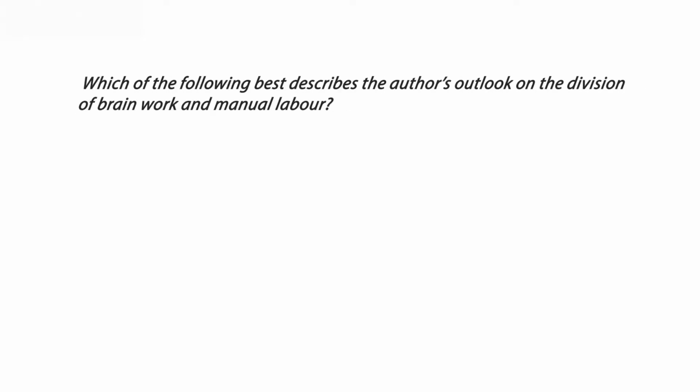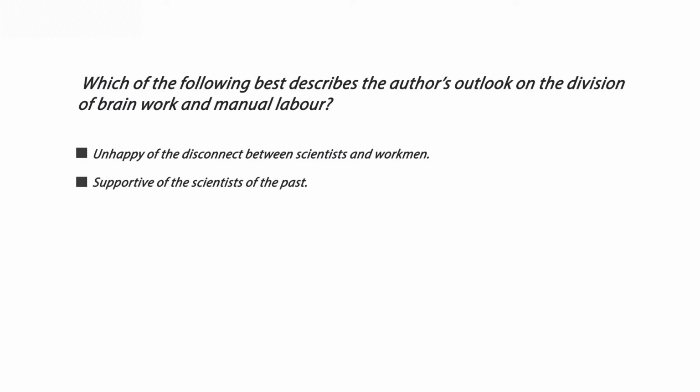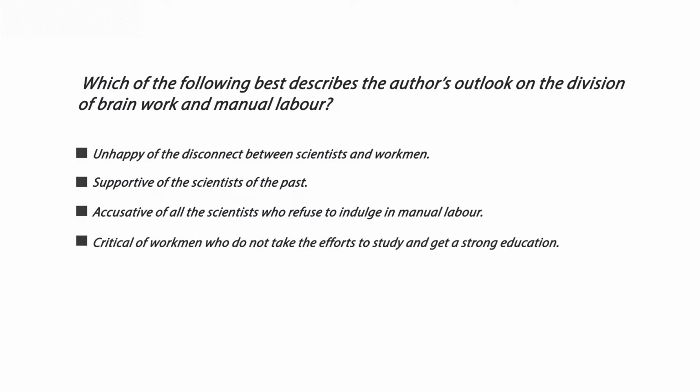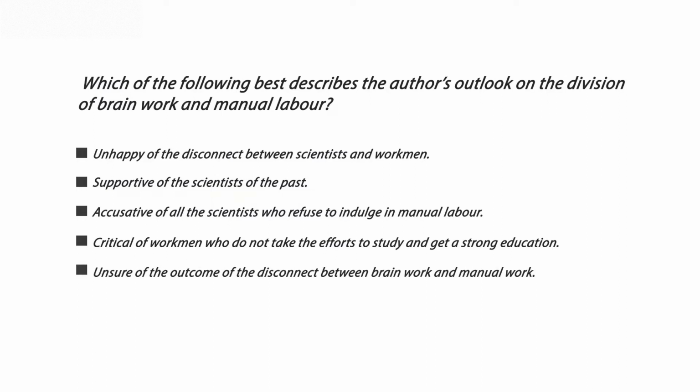Now for the question. Which of the following best describes the author's outlook on the division of brain work and manual labor? Option A, unhappy of the disconnect between scientists and workmen. Option B, supportive of the scientists of the past. Option C, accusative of all the scientists who refuse to indulge in manual labor. And option D, critical of workmen who do not take the efforts to study and get a strong education. Finally, option E, unsure of the outcome of the disconnect between brain work and manual work.